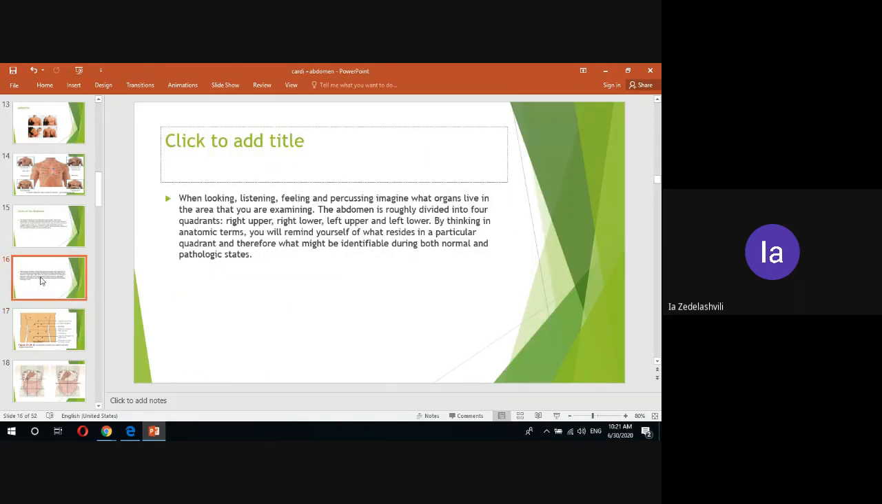Let's see what is here. When looking, listening, feeling, and percussing, imagine what organs live in the area that you are examining. The abdomen is roughly divided into 4 quadrants: right upper, right lower, left upper, left lower. By thinking in anatomic terms, you will remind yourself of what resides in a particular quadrant and therefore what might be identifiable during both normal and pathological states.